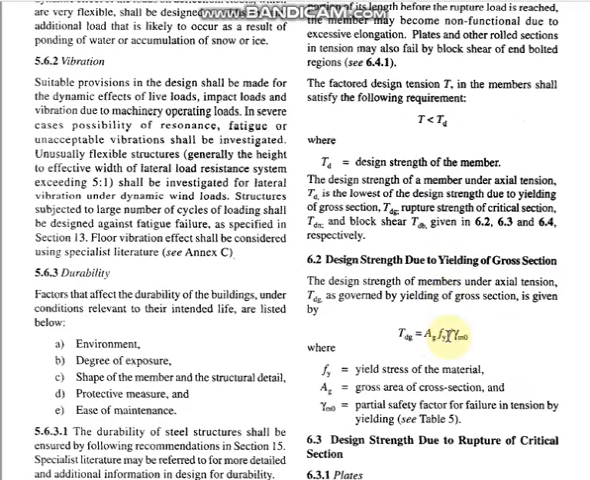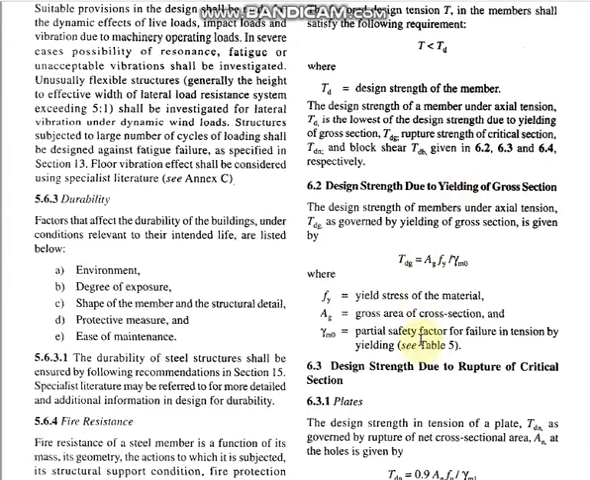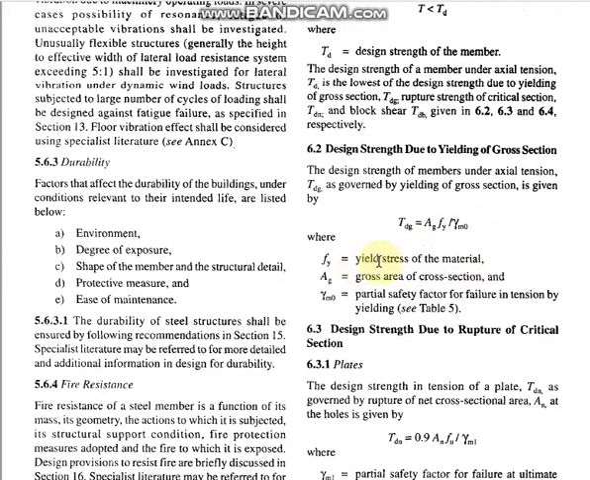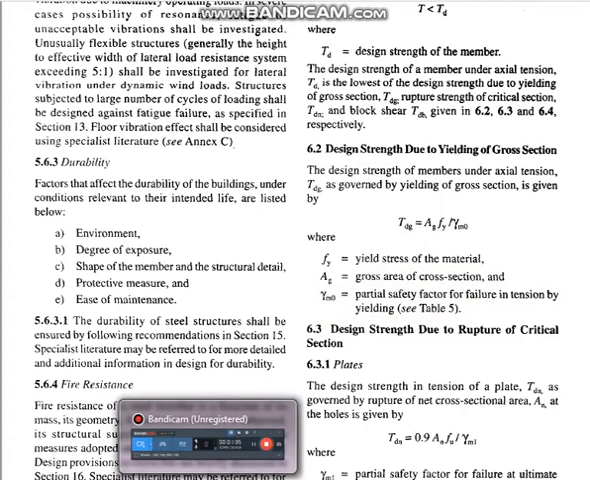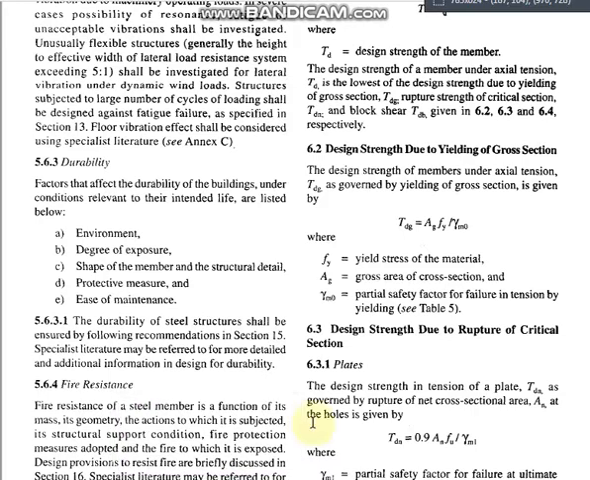Clause 6.2 gives information on design strength due to yielding of cross section. The design strength of members under axial tension Tdg governed by yielding of cross section is given by Tdg equal to Ag into Fy by gamma m0, where Fy is yield stress of the material, Ag is gross area of cross section, gamma m0 is the partial safety factor for failure in tension by yielding. It is given in Table 5 of IS 800.